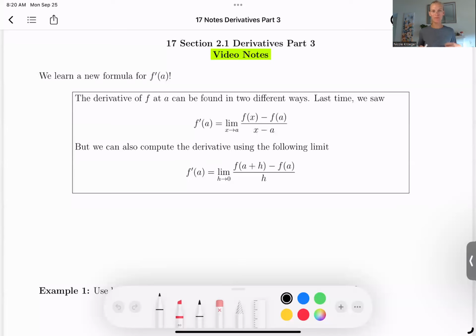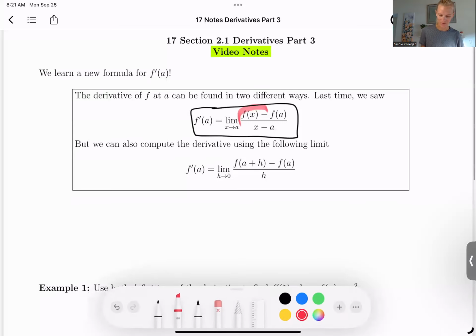So first of all, we remember that the derivative gave us the slope of a tangent line at a point. And last time we had this definition of the derivative, that f prime of a was the limit as x approaches a of f of x minus f of a over x minus a. And we had said that this piece was like the slope of a secant line. So we were looking at limits of slopes of secant lines, which gave us a slope of a tangent line.